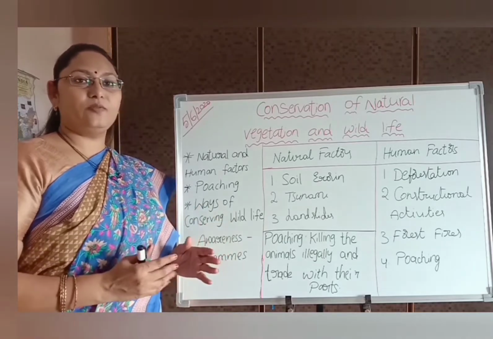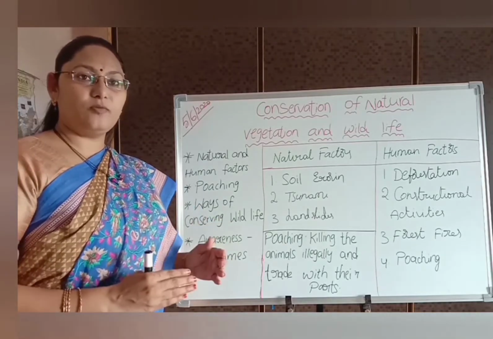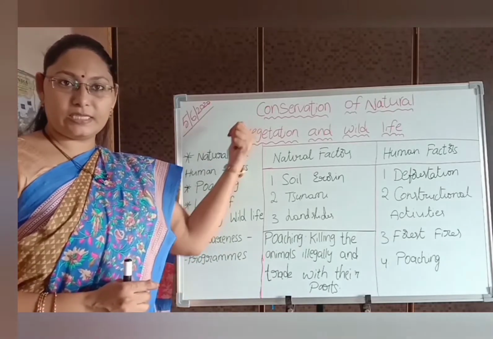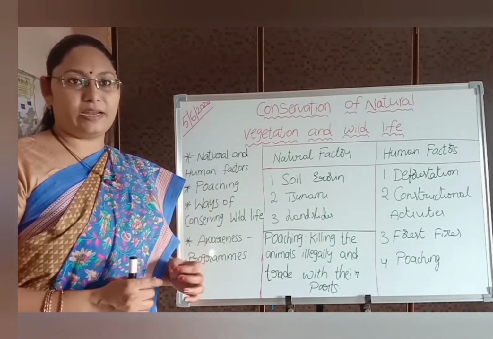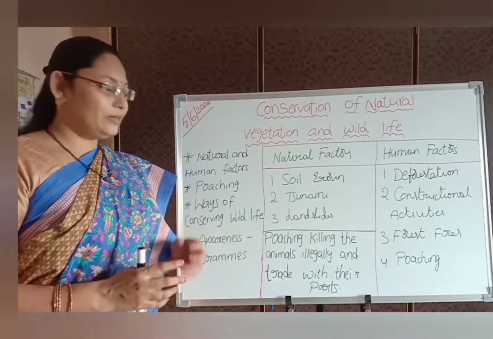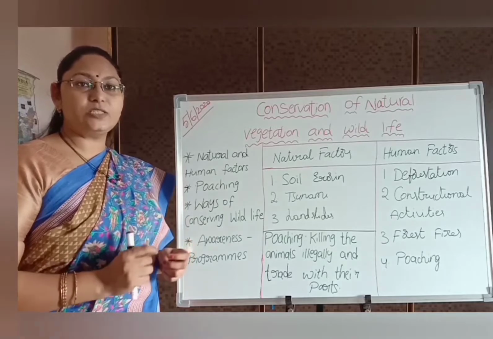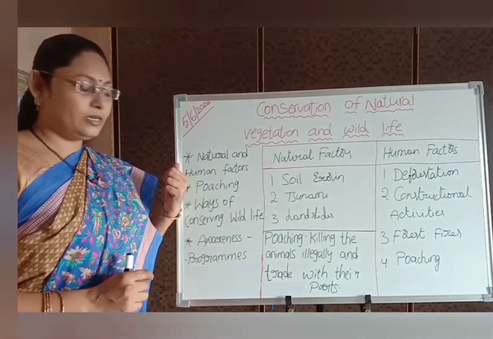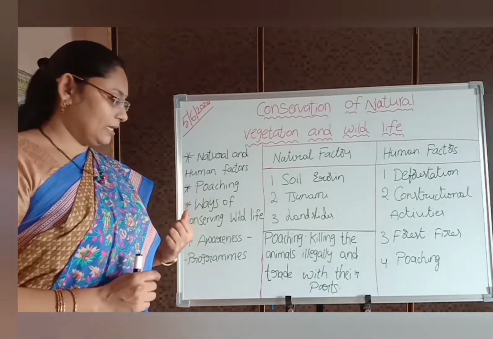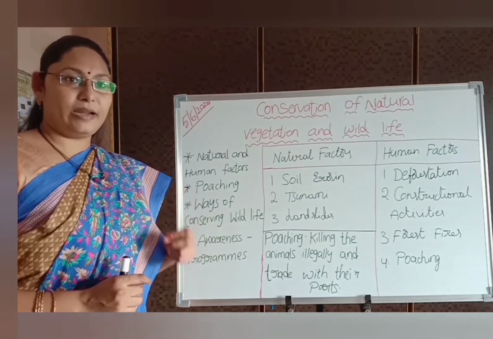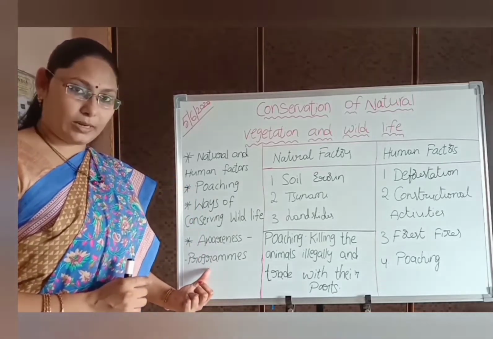Up to yesterday, we completed the importance of natural vegetation and wildlife. Today we need to learn about conservation of the natural vegetation and wildlife. Today we need to cover all these topics. The first one is factors that lead to destruction of wildlife. The second one is poaching. Next, ways to conserve the natural vegetation and wildlife, and awareness programs.